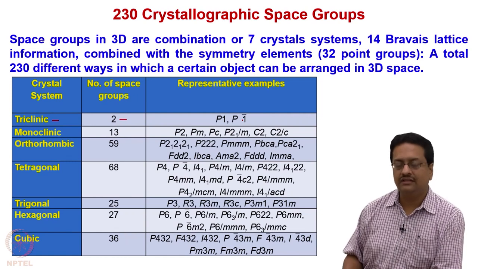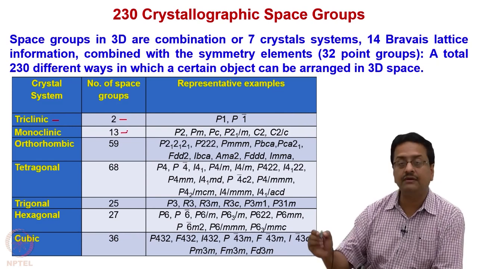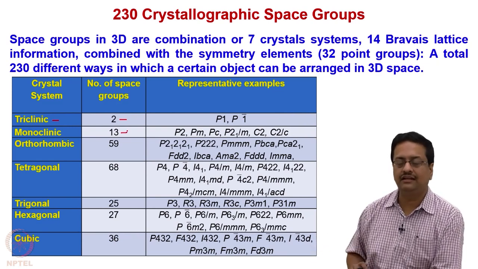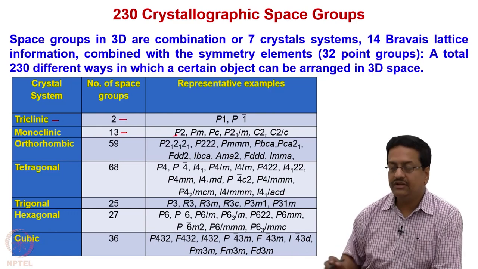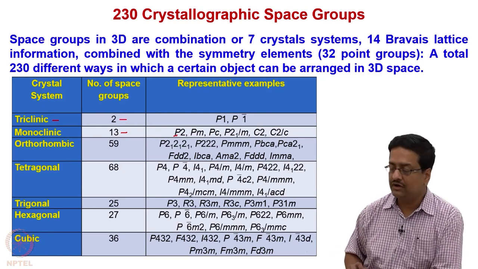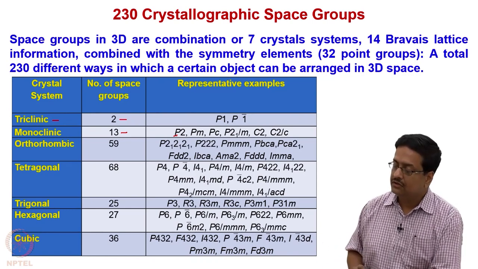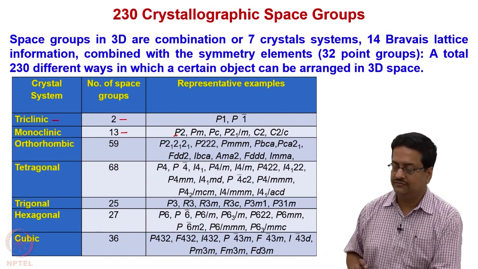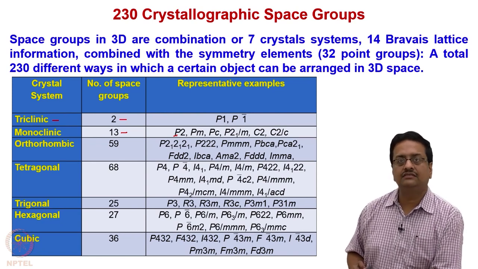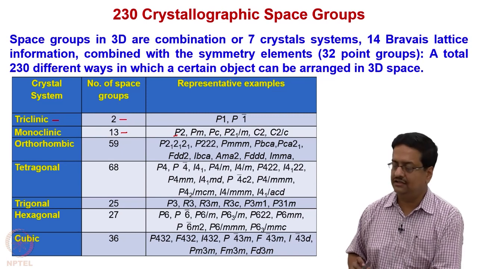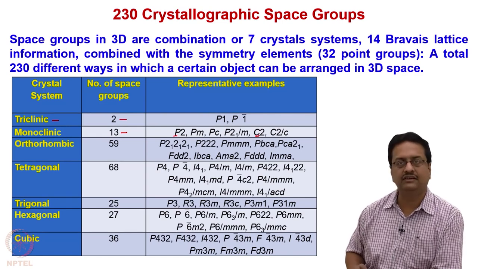The next higher symmetry crystal system is monoclinic. Under monoclinic, there are 13 space groups possible with different lattice settings. I have given some representative examples here: P2, Pm, Pc, P21/m, C2, C2/c. These are examples of monoclinic space groups with various symmetry elements present. There are 2 types of lattices possible in monoclinic: primitive and C-centered. So I have chosen both primitive and C-centered lattices as representative examples.